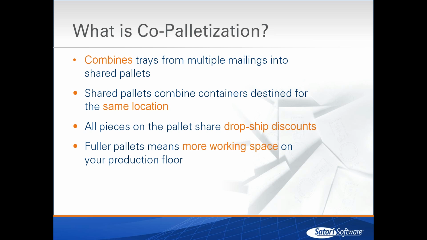So if you have 3 mailings and all of them have some mail that's going to Chicago, and you want to be able to combine all of that mail that's going to Chicago, regardless of which mailing it's in, you'll be able to do that using co-palletization inside of your Post-Presort software. And basically what that does is that allows all of the pieces that are on that pallet to share the dropship discounts. So all of those pieces would get the same dropship discount to Chicago.